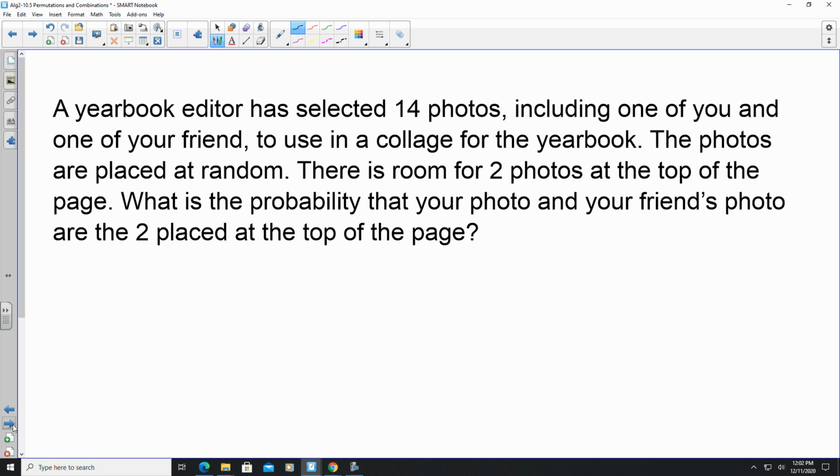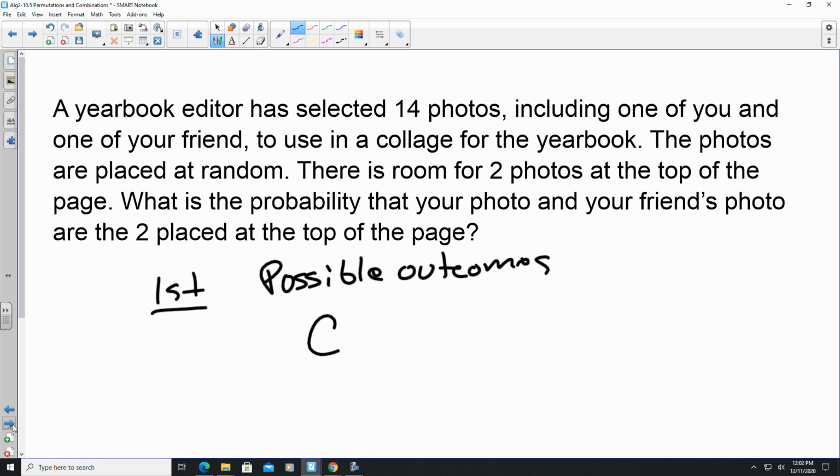All right, so the first thing you have to look at, just like you did with the other probability, for step one, is we have to list the possible outcomes. So in this one, it's a combination because order's not important. It doesn't say which one's first or which one's second. It's just whether your picture is going to be in there. So there's 14 photos and there's two that can be chosen.